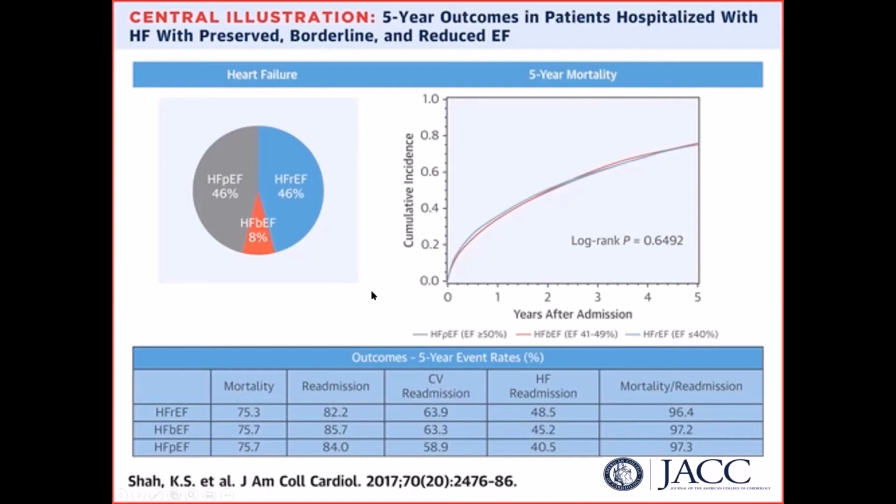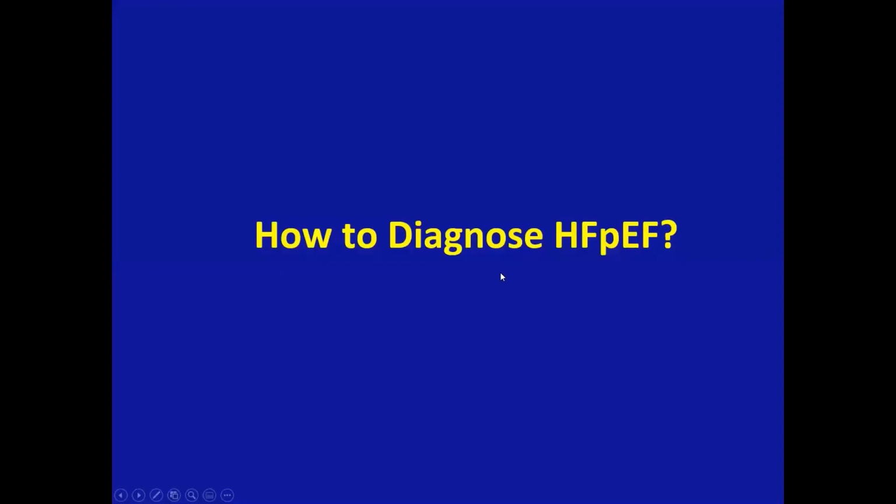That's why it becomes really important that we do everything, assess the patient for heart failure with preserved EF when they present with shortness of breath with unexplained etiology. So now, how do we diagnose this?